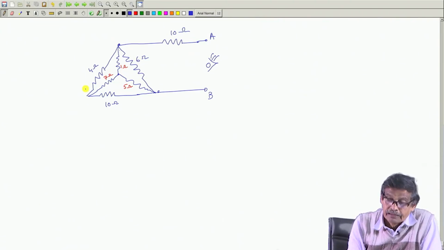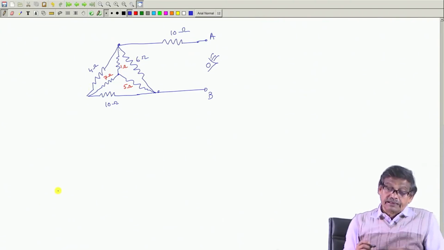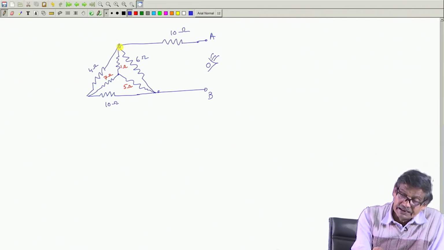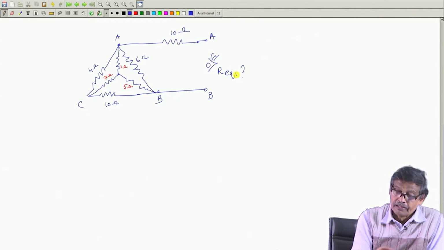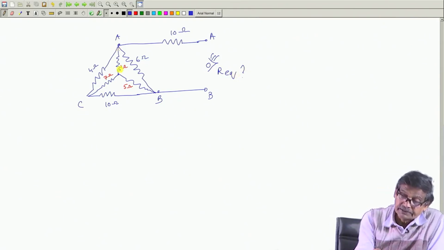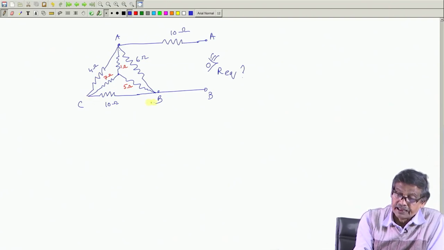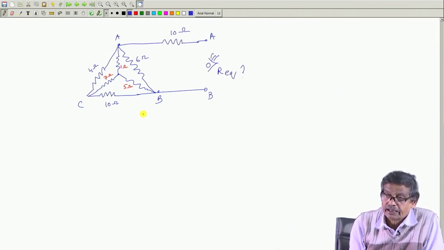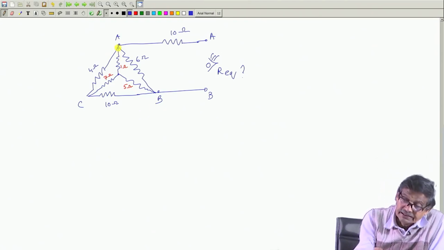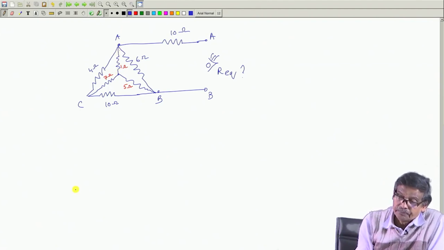Similarly, 4 ohm. Then what I will be doing is changing this. See, these 3 points are fixed. This is A, this is B, this is C. The question is, what is R equivalent? So, what will I do? I will replace these delta connected resistances 4 ohm, 6 ohm and 10 ohm at points A, B, C by an equivalent star, or I can change this star to an equivalent delta.